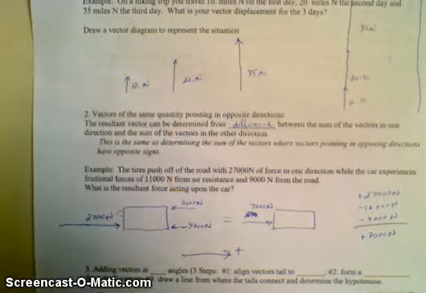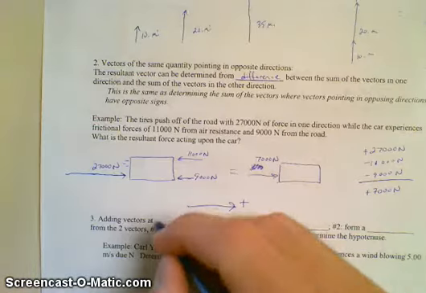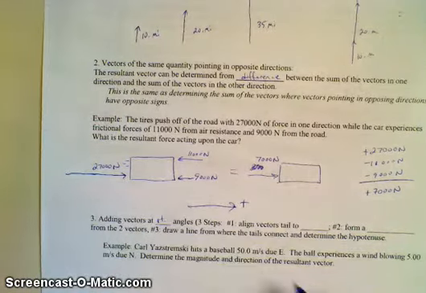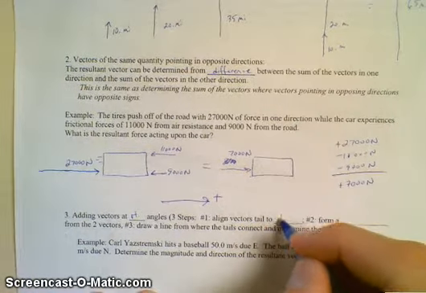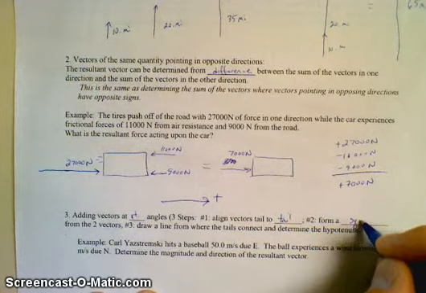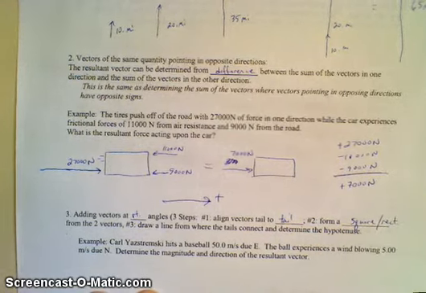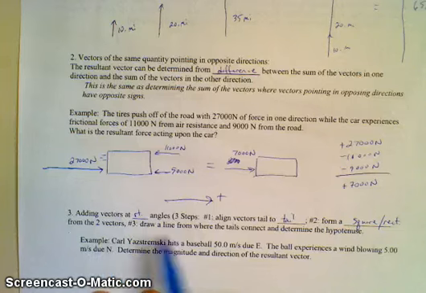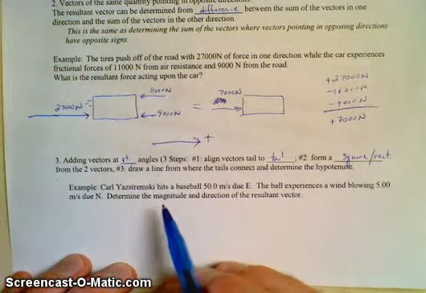Let's look at the next one. So now we're going to add vectors at right angles. First we're going to align the vectors tail to tail. We're going to form a square, or actually more of a rectangle, from the two vectors, and then draw a line from where the tails connect to determine the hypotenuse. So you'll see what I mean in this example here.